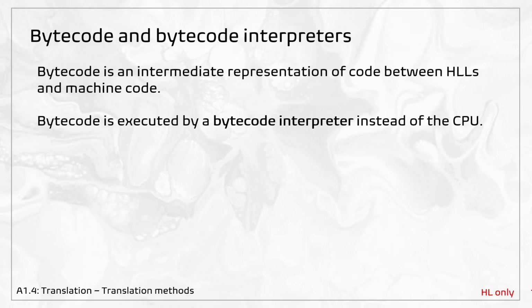But modern mainstream programming languages like Python and Java don't simply translate from the language straight to machine code anymore. Instead, what they do is compile code to something called bytecode, which is an intermediate representation of code. Bytecode can't be run by the CPU. Instead, it's run by a special type of interpreter called a bytecode interpreter. You can think of a bytecode interpreter as a virtual CPU that only executes bytecode.